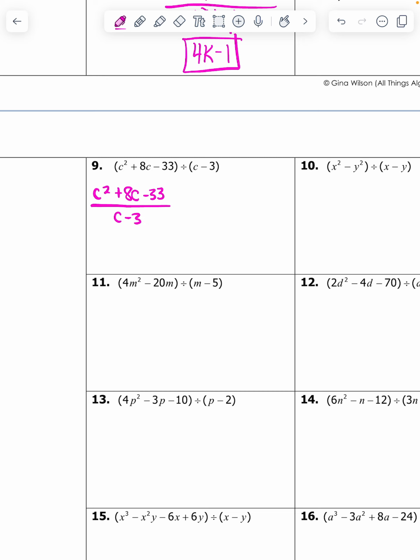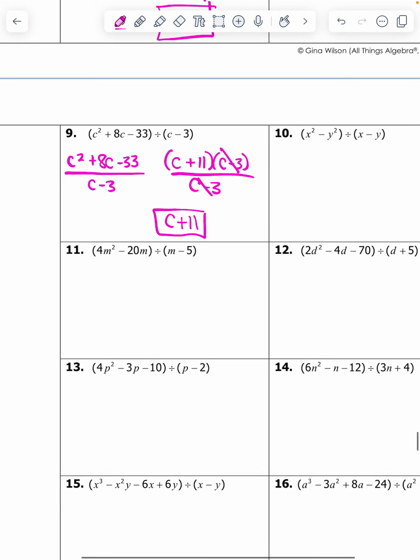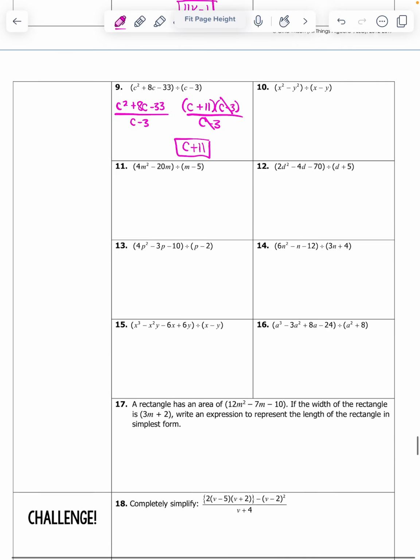What multiplies to be negative 33 adds to be 8, and that's going to be c plus 11 times c minus 3. And then I have a c minus 3 in the denominator. Boom, boom, gone. Final answer would be just c plus 11. So if that ends up happening, just write it out as a fraction, and then you should be good.